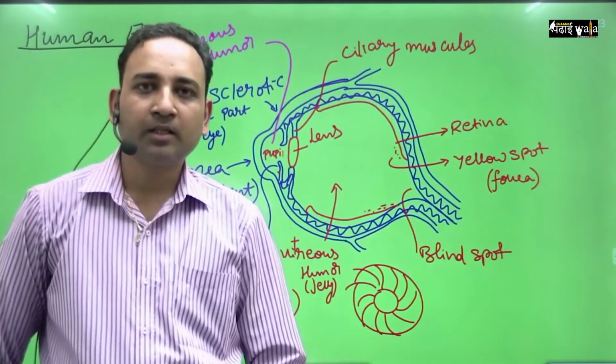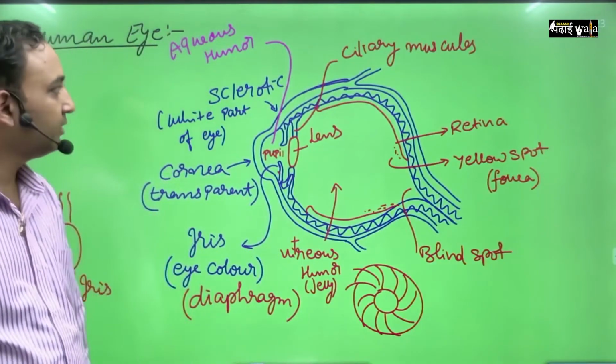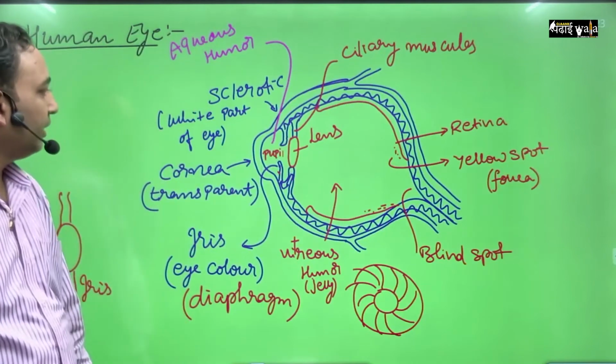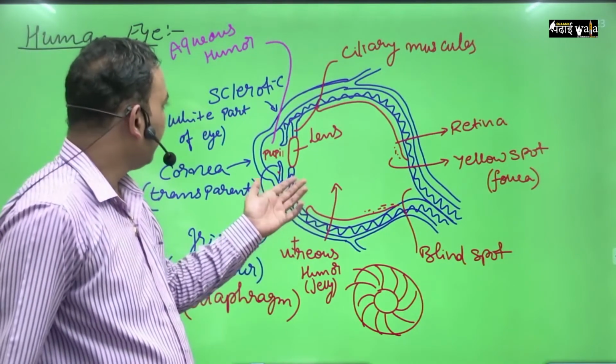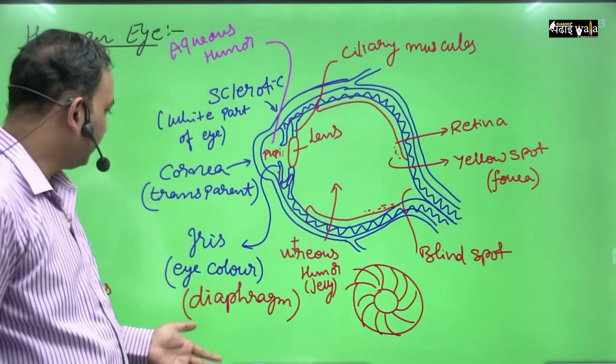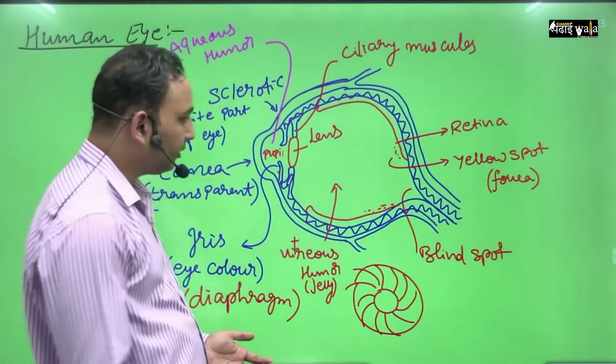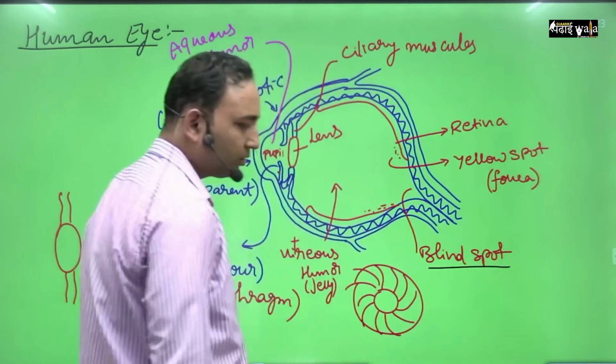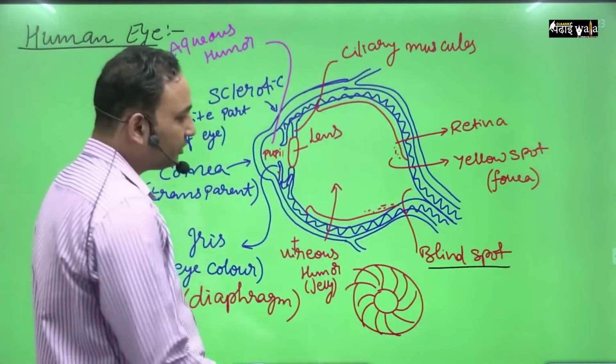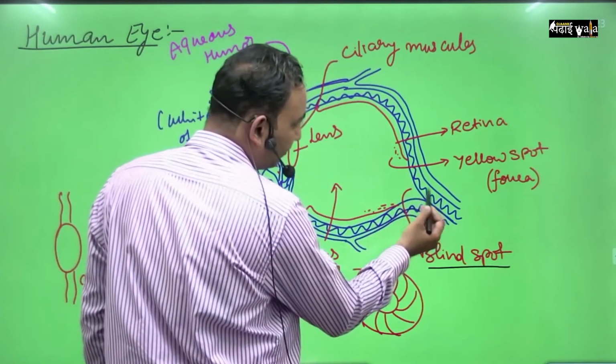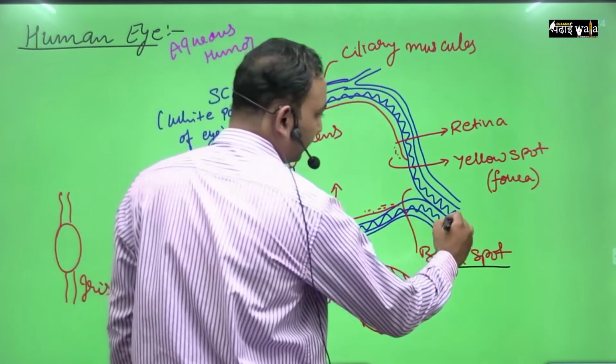We were discussing the human eye, and in that we were discussing the structure of the eye. We have the diagram of the eye, with the various parts mentioned over here, and we were discussing the blind spot. Now what is the blind spot? The blind spot is the place from which the optic nerve starts. This is the optic nerve.